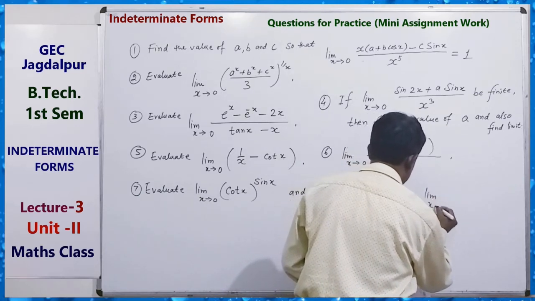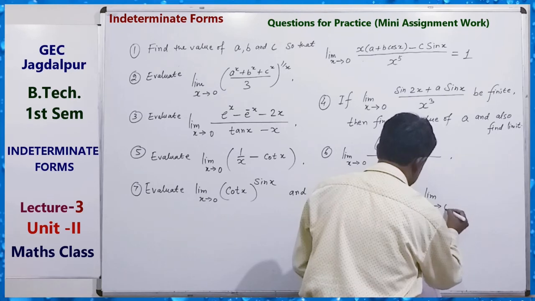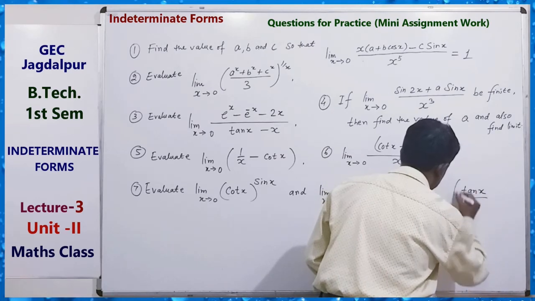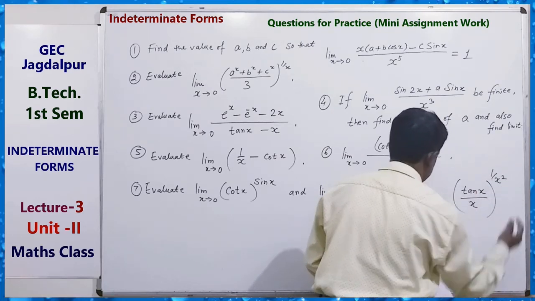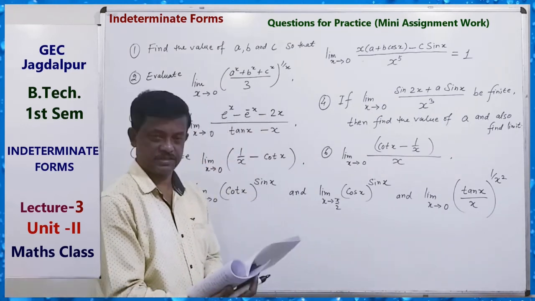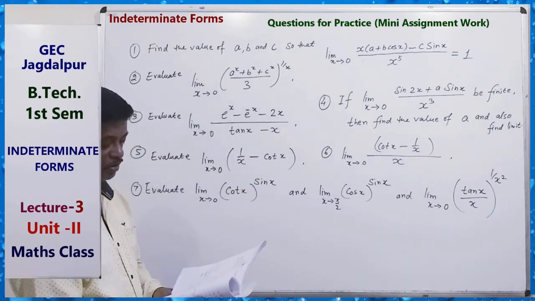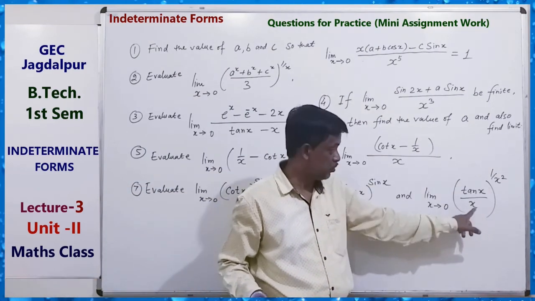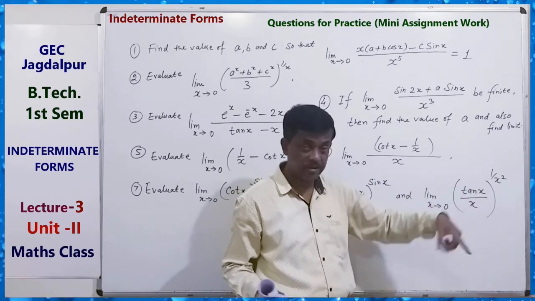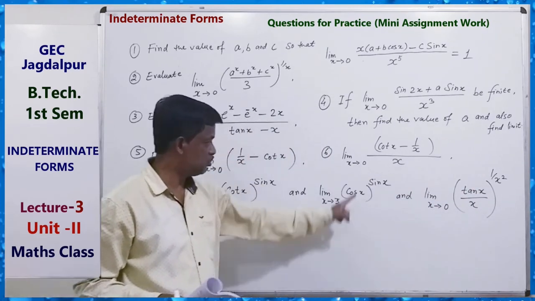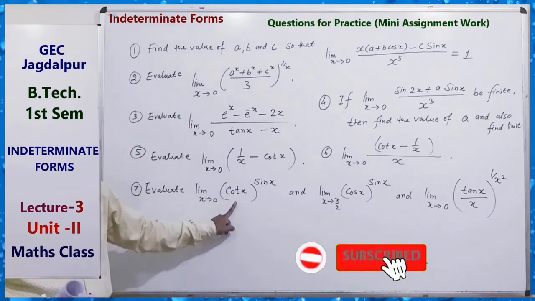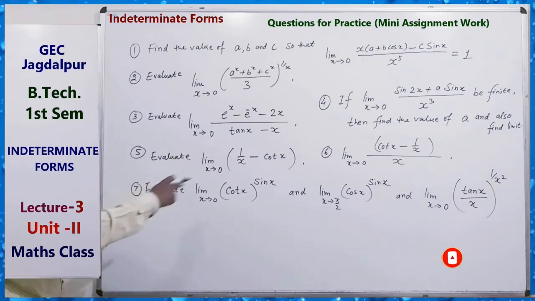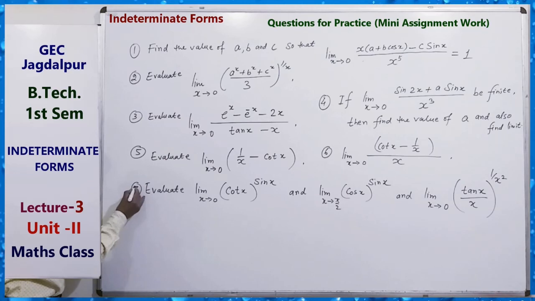Then limit as x tending to 0 of (tan x by x) power 1 by x square. That is what? Tan x by x tends to 1, and 1 by x square is infinity, so this is 1 power infinity form. And 0 power 0 form, infinity power 0 form. Okay. So just solve these three. Find these three limits.